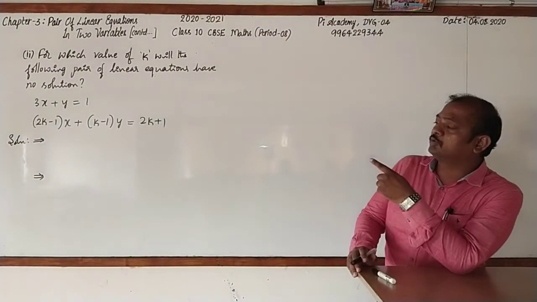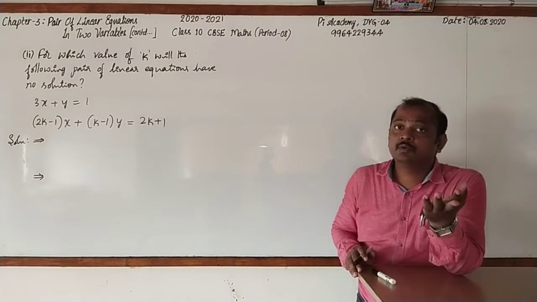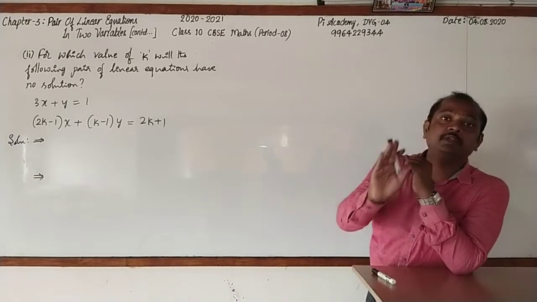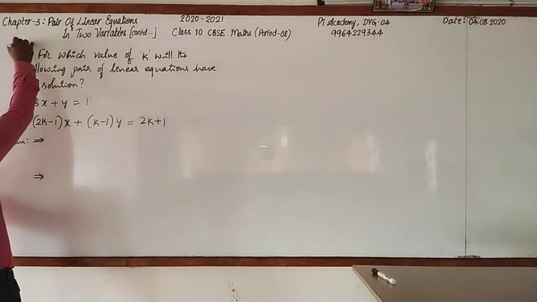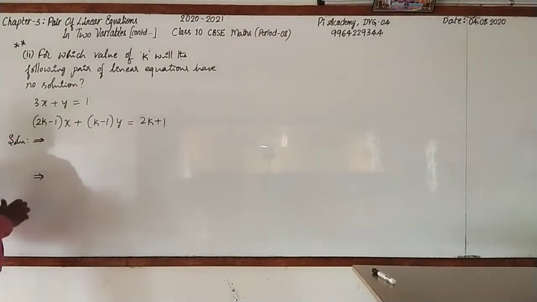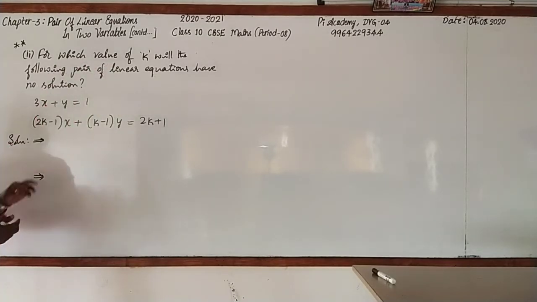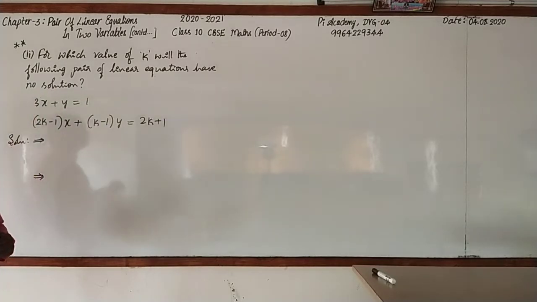Now let's move on to the second sub question. And the previous one, where we found out the values of A and B, for that question, please put a double star mark. Even for this also. These two are very important from the examination point of view. Go through the given statement. For which value of k will the following pair of linear equations have no solution?